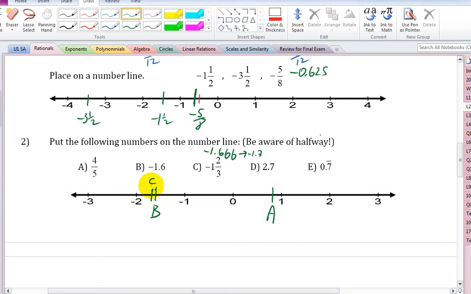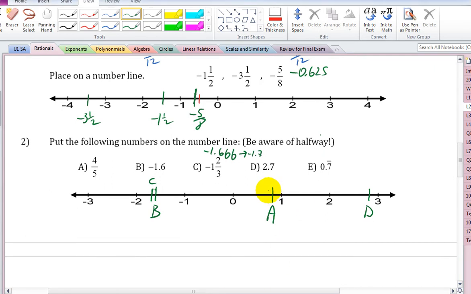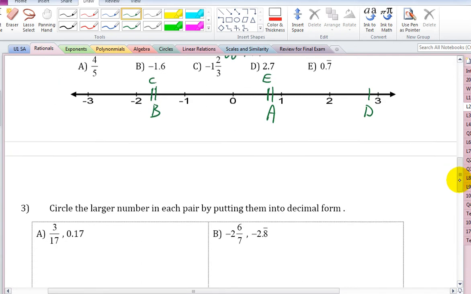Okay, 2.7 is easy, about here, D. 0.7 repeating. Looking at A, what should A be again? 0.8. So E should be slightly to the left. Okay. So often we get you to just compare two fractions, right? This one's just out there just to make sure you're awake. Okay. Any questions? All right, turn it over.